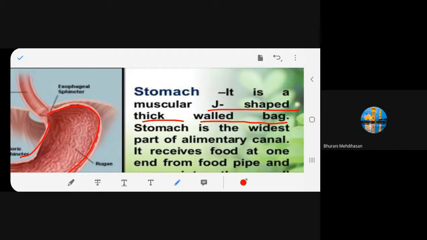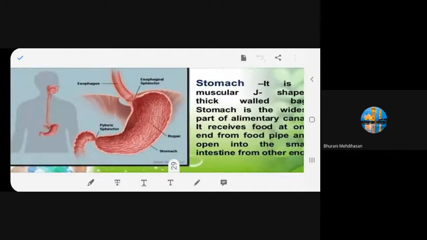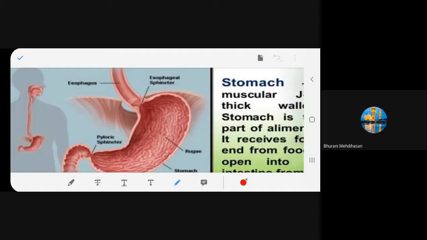So this is the J-shaped bag. Now the alimentary canal, if you see, this is the widest and thickest part, which gets food from the esophagus, that is the food pipe, and joins the small intestine. Do you see over here? So this is the food pipe, this is the stomach, and this is the small intestine. Is it clear?